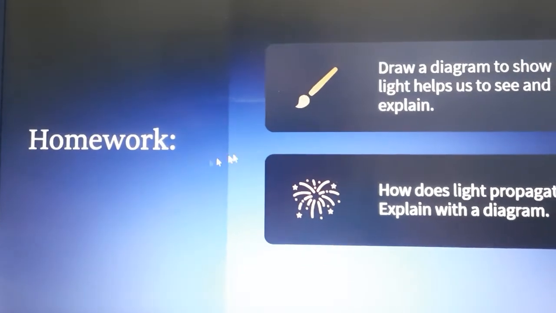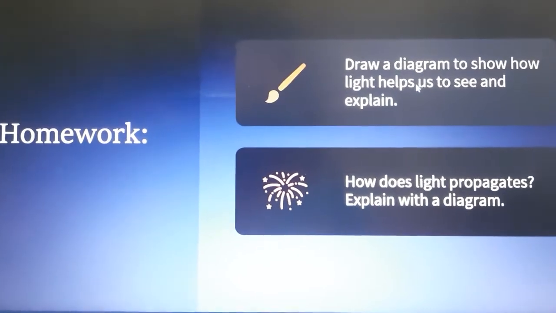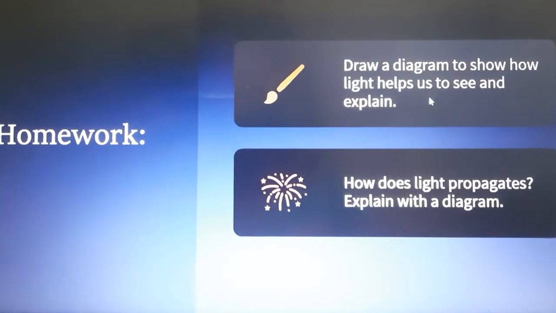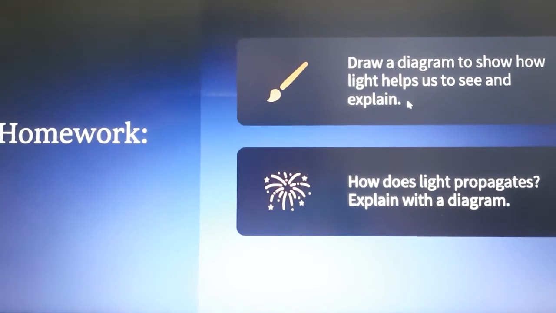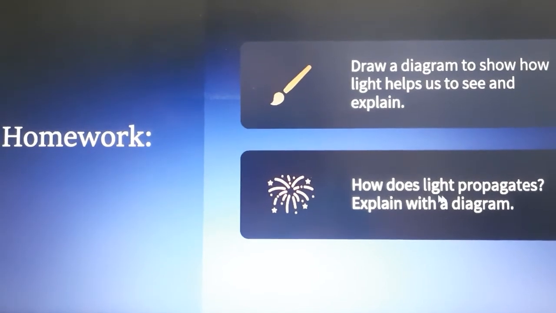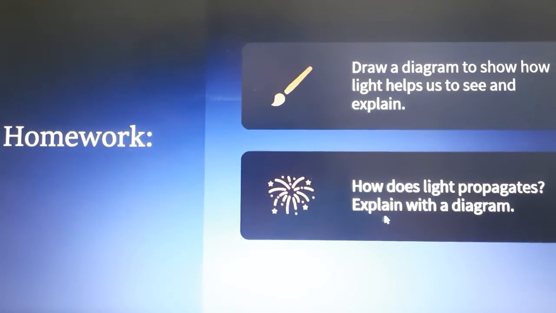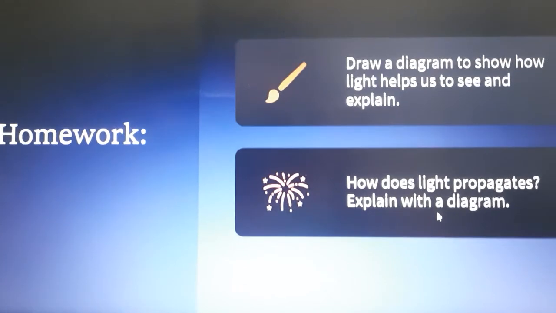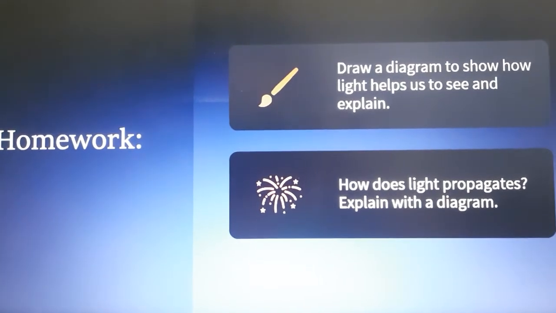So children, for your homework, you have to draw a diagram to show how light helps us to see and explain about it. The second one is, how does light propagate? Explain with a diagram. So do this homework in your notebook.